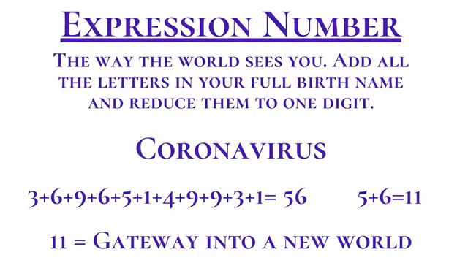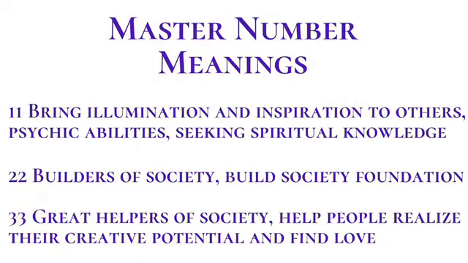So now let's take a look at the expression number for the name coronavirus. We did the exact same thing as before, looked up the corresponding numbers to each one of the letters using the Pythagorean number system, and then I took every single one of those numbers and added them together, and the number I ended up with was an 11. And an 11 is a master number in numerology. We do not add the two numbers together because the master numbers are special, and we do not add the 2 digits together. So master number 11 represents bringing illumination and inspiration to great numbers of people.